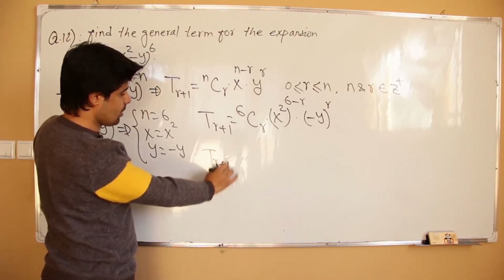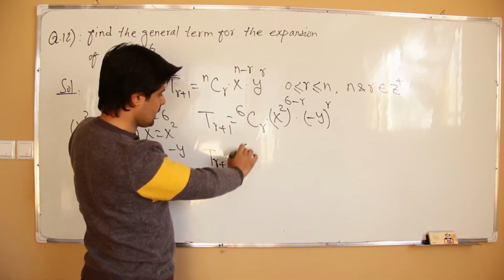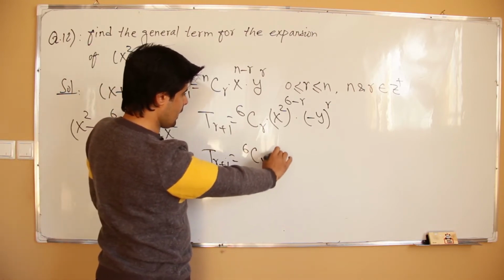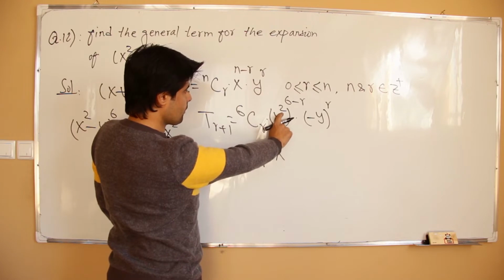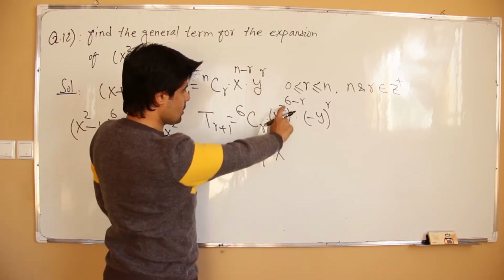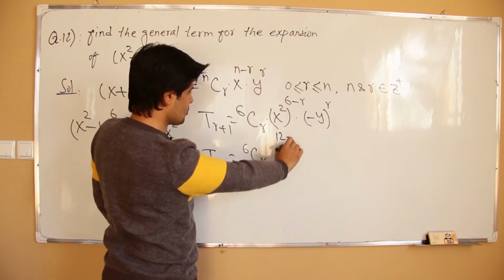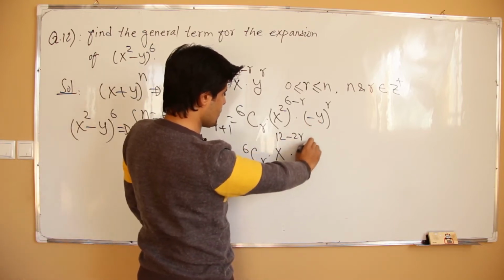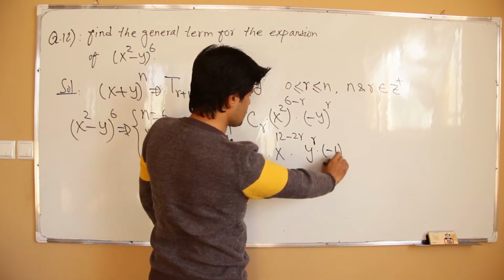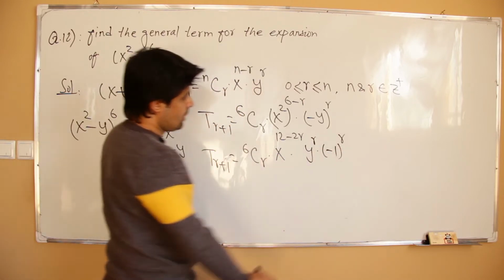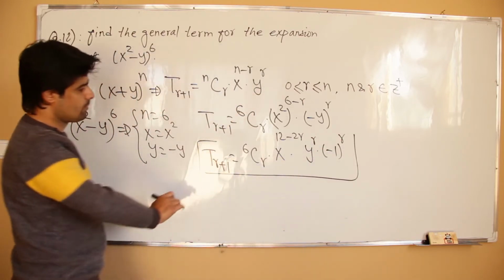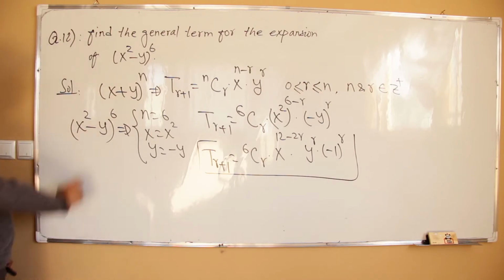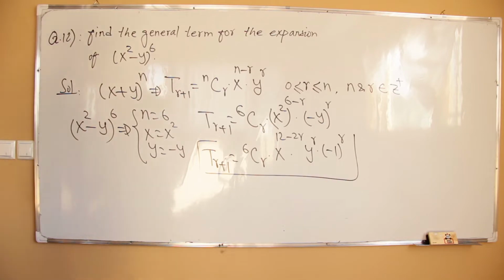Then you have T r plus 1 is equal to 6 C r, x to the power 2 multiplied with these two terms, 2 times 6 minus r, 12 minus 2 times r, 2r, and this y is y raised to the power r and minus 1 raised to the power r. This is the general term for the expansion of x squared minus y raised to the power 6. Write it.